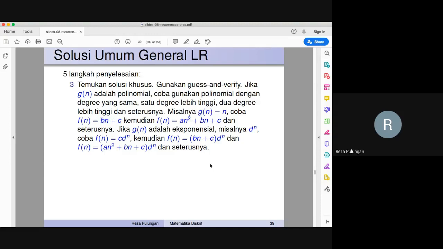Okay, let's continue. The fourth step is that the general solution is the homogeneous solution plus the special solution. So you just have to add them together. Add the two solutions.